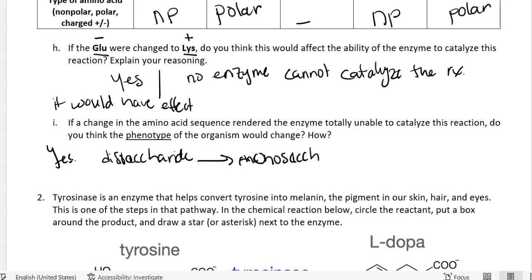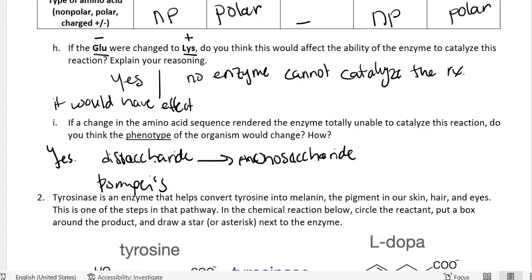And that actually turns out to be a fatal disease. It's called Pompe's. Oh my gosh, I can't write. And people typically don't live past a year old. So we're changing the enzyme that breaks down glycogen to glucose, maltose to monosaccharides.